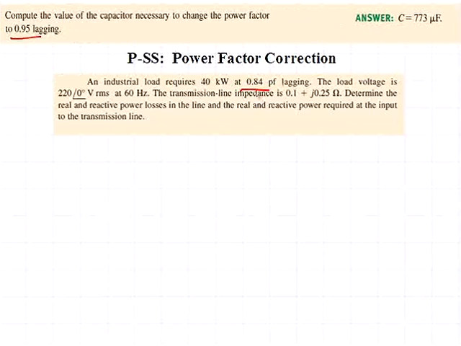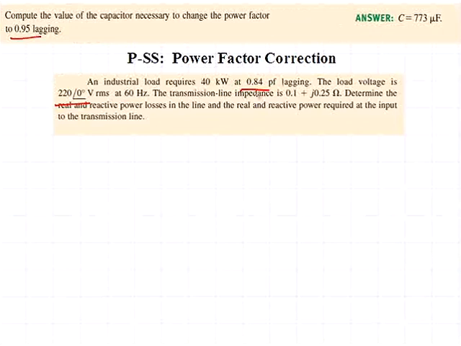So we have a load power, real power of 40 kilowatts, and that will remain constant as we do this power factor correction. And we're given some other information. The load voltage is 220 volts, frequency is 60 hertz, and the transmission line impedance is not significant to us here because we are just working at the load end in this part of the problem.